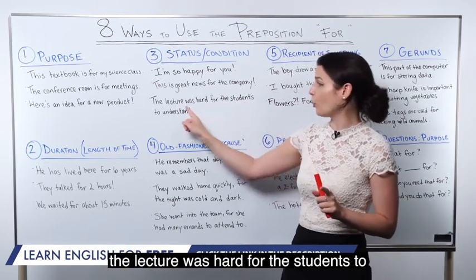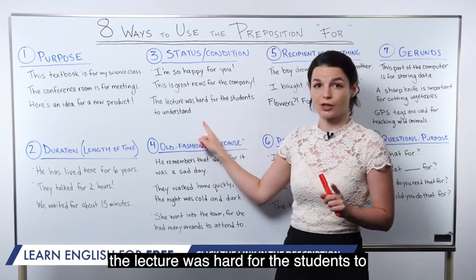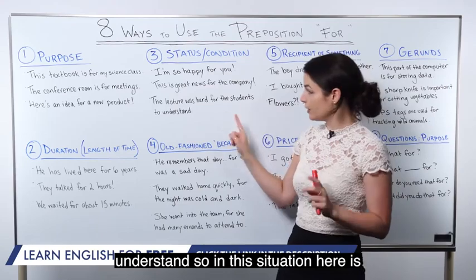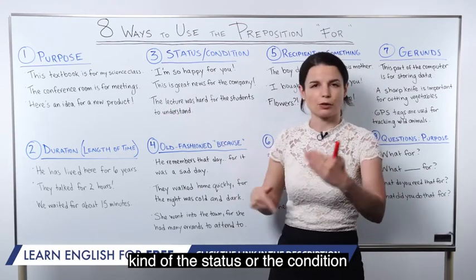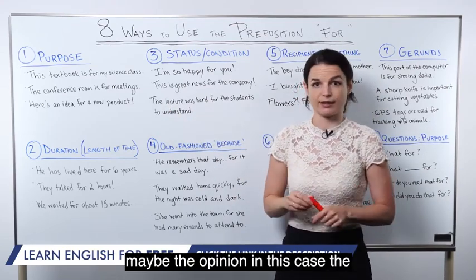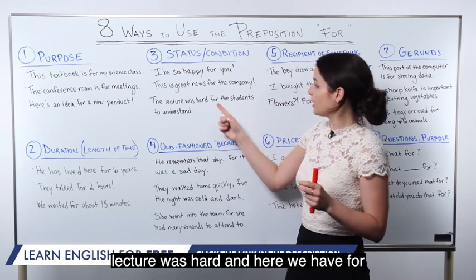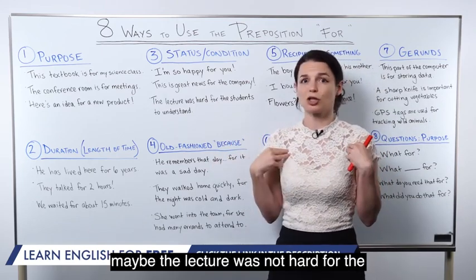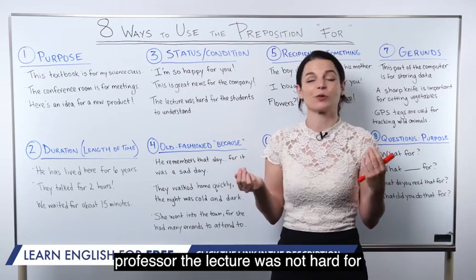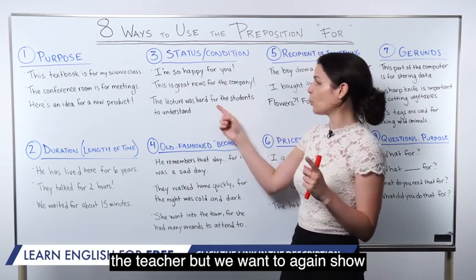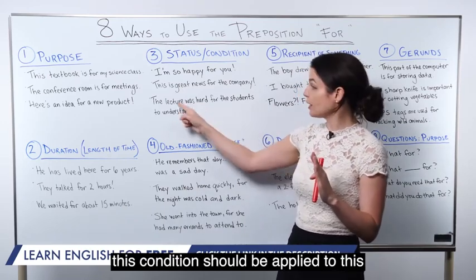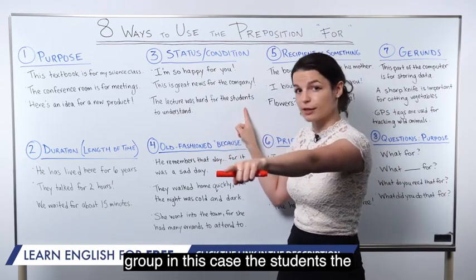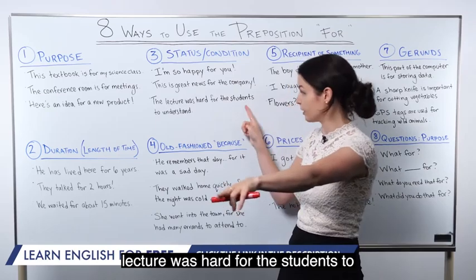The lecture was hard for the students to understand. So in this situation, here is kind of the status or the condition, maybe the opinion in this case. The lecture was hard. And here we have "for the students." So that means in this case, maybe the lecture was not hard for the professor, or the lecture was not hard for the teacher. But we want to, again, show this condition should be applied to this group. In this case, the students. The lecture was hard for the students to understand.